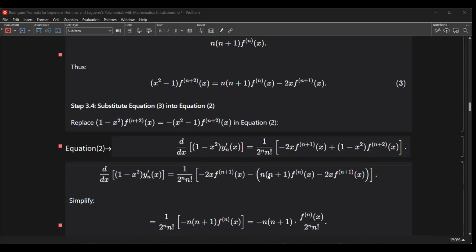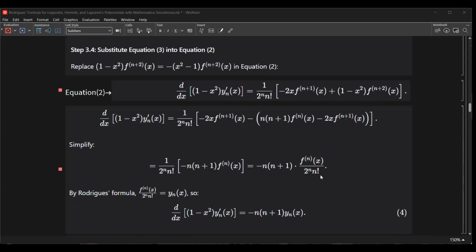So this becomes negative n times (n+1) times the n-th derivative of f(x). So this becomes positive, negative times negative. We transpose the negative sign here, so this becomes (1 minus x squared), negative times negative equal to positive. So we are going to simplify this now. This negative n times (n+1) times the n-th derivative of f(x) over 2 to the n factorial. So we have this expression, and this expression is equal to y_n(x).